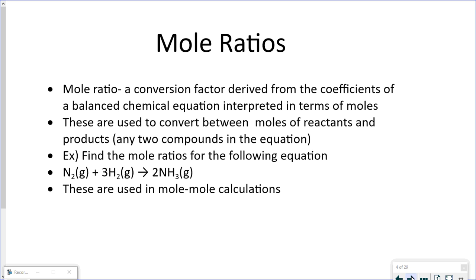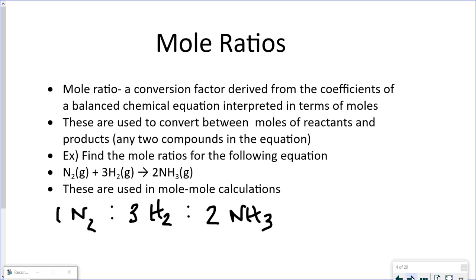So if we're finding mole ratios of an equation, you're using only the coefficients. So remember, coefficients are the numbers in front of the substances themselves. So we have one nitrogen, compared to 3 hydrogens, compared to 2 ammonia. Because that's what's in the balanced reaction, that can be used for any conversion.